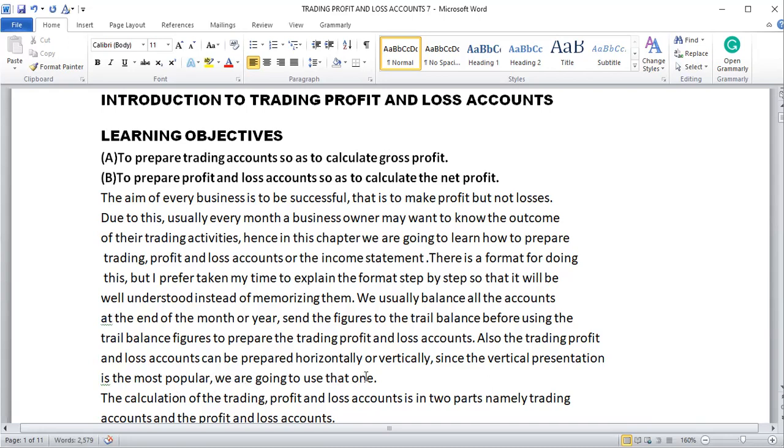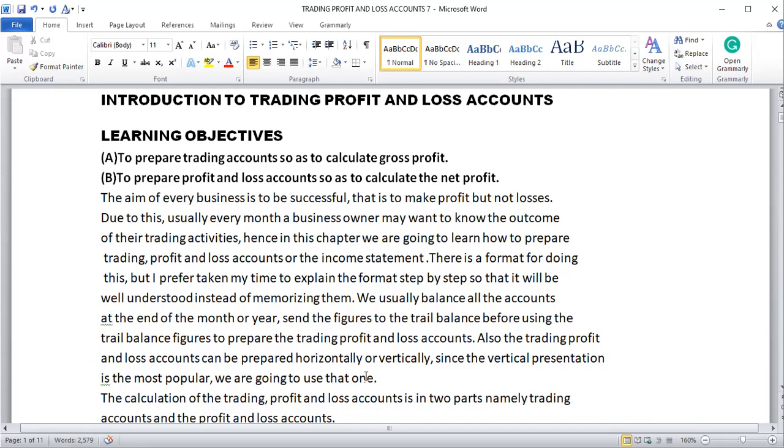Let me explain. All that I'm saying here is that every business wants to make profit. So at the end of the period, the business owner will want to know the profit of his or her trading activities. A trading profit and loss account should be prepared either at the end of the month or at the end of the year.